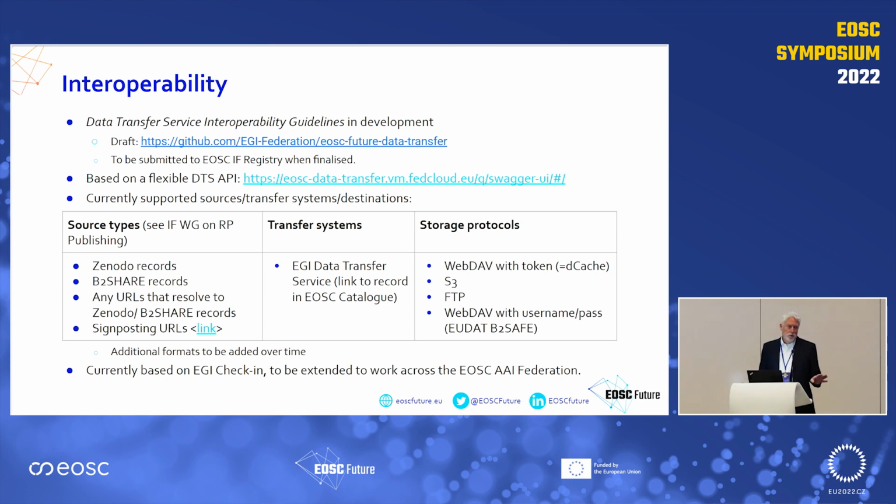In the middle, we're only using the EGI data transfer service because it's based on a resource that EGI has control over, so we can hit it with a hammer if we need to and make it work. And the target storage protocols are WebDAV with token, which is basically dCache, S3 services, FTP as well, and WebDAV with a username and password, which is essentially the B2SAFE protocol.